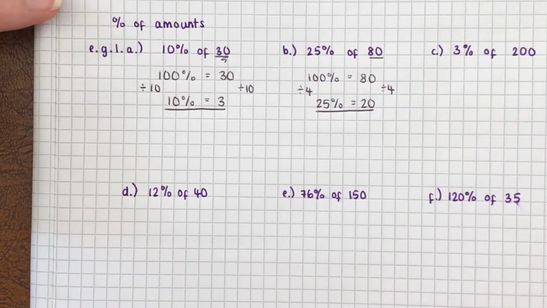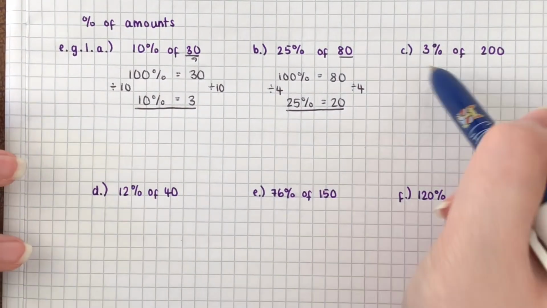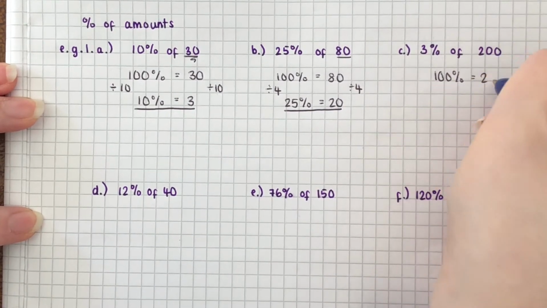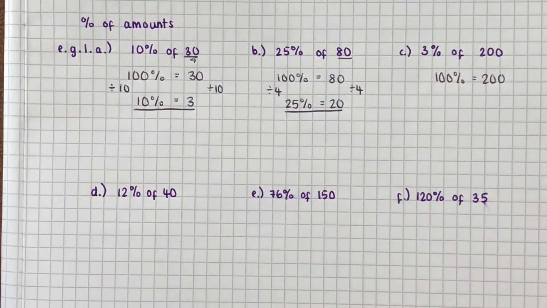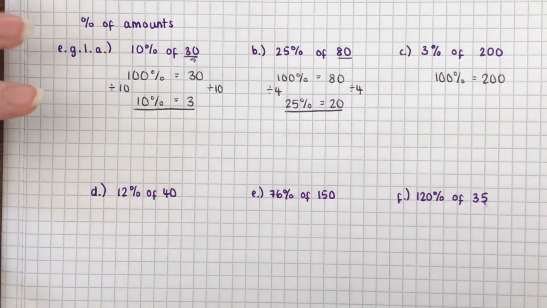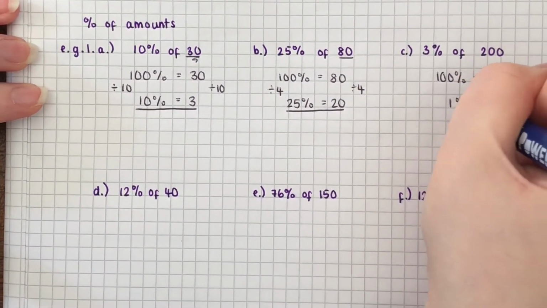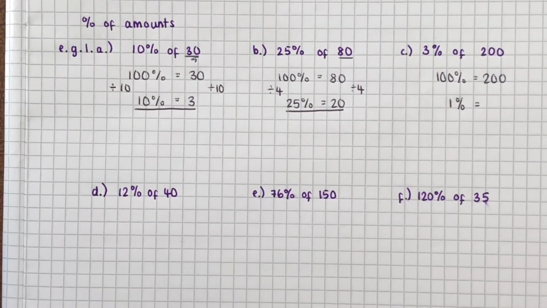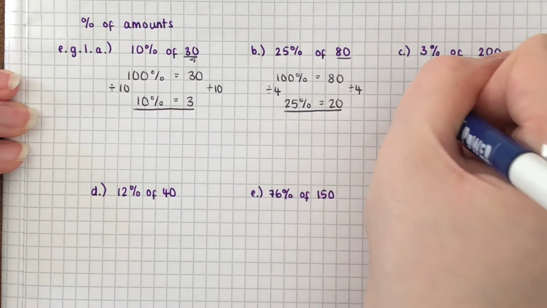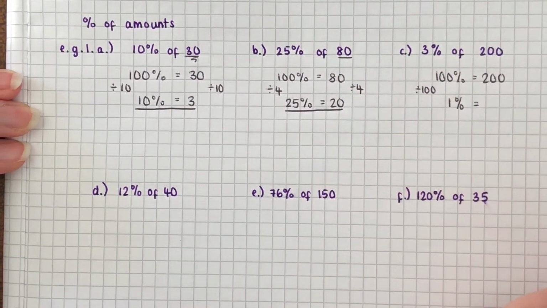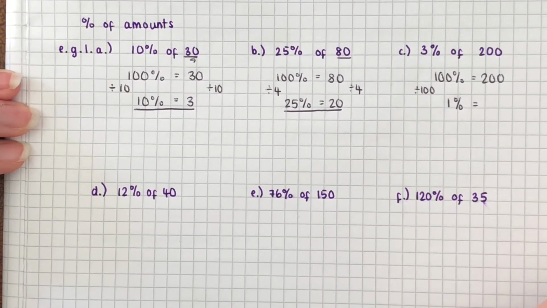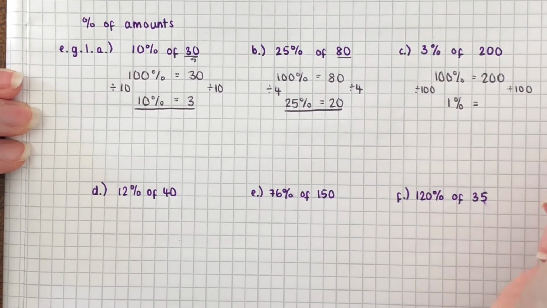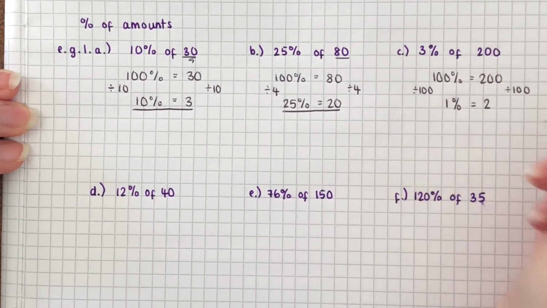Okay, so the next one is slightly harder, just because we've got a smaller percentage. But again, first thing, 100% equals the number. So we want 3%, so I'm going to actually find 1% to start off with, not 10, just because 1 is much smaller and it's closer to 3. So I would have to divide 100 by 100 to get 1%. Which means I'd have to do the same on the other side. So 200 divided by 100 is 2.